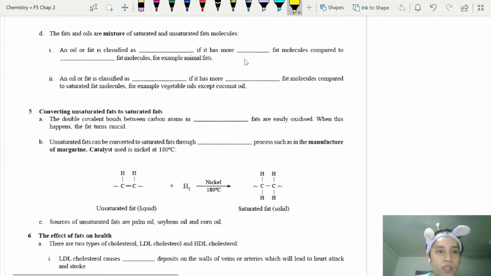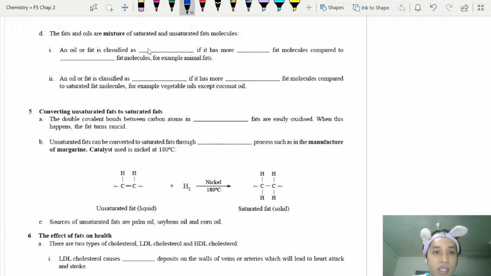So how do we classify fats and oils into saturated or unsaturated? Meaning, how do we say that this one is saturated and how do we classify them? Basically, it depends on which one you have more. Oils or fats are actually mixtures of both. Meaning in any fats or any oils, you have two types of molecules inside. So whether we call it saturated or unsaturated depends on which one you have more.